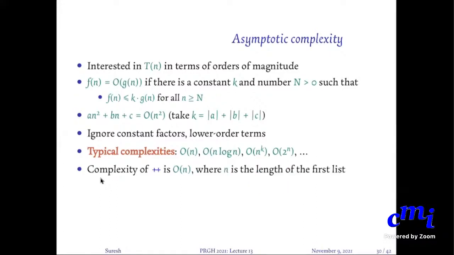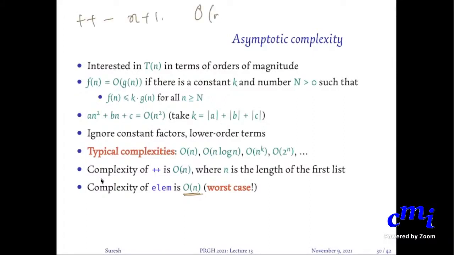So formally stating the complexity of plus plus that we looked at earlier, you will say that the complexity of plus plus is order n, where n is the length of the first list. And the complexity of the elem function is order n again, because it's actually n plus 1. For plus plus it's n plus 1, but then you call it order n. For elem it is less than or equal to n plus 1. It could go all the way up to n plus 1, or it could just be 1 itself, but worst case is n plus 1, so you'll just say order n.